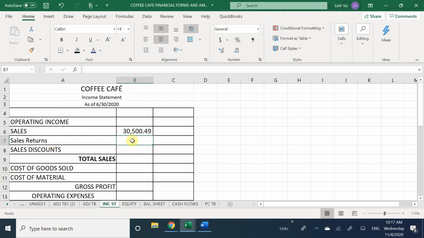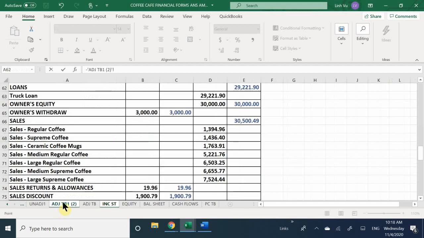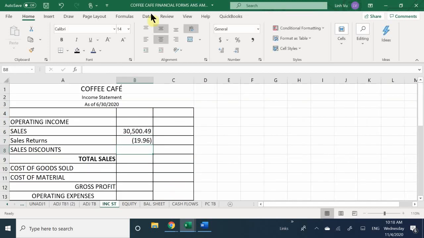Now, the next thing is your sales returns are going to affect your total sales. So what was my total returns? Okay? And how you want to place it in here, you can either place it as a negative number, or you can have it in parentheses to determine that it's negative. I'm going to go to my adjusted trial balance and locate it. My sales returns and allowances was $18.96, which I've indicated as a negative number.